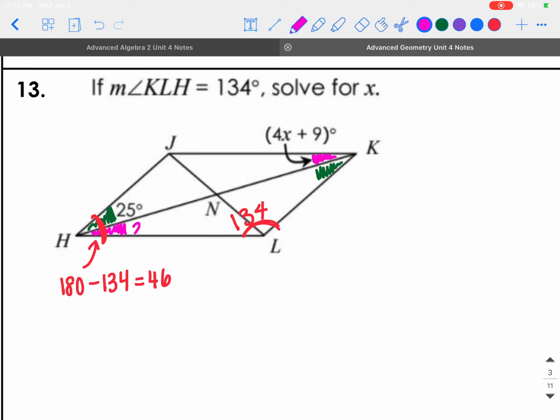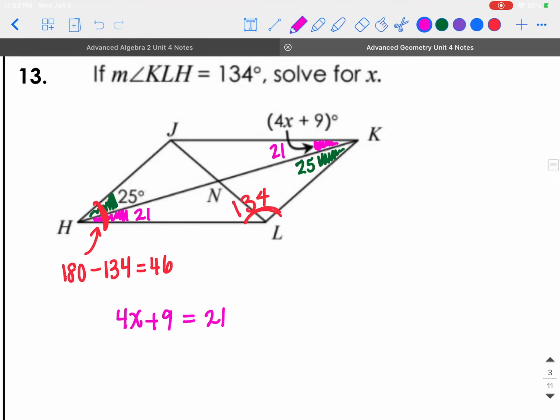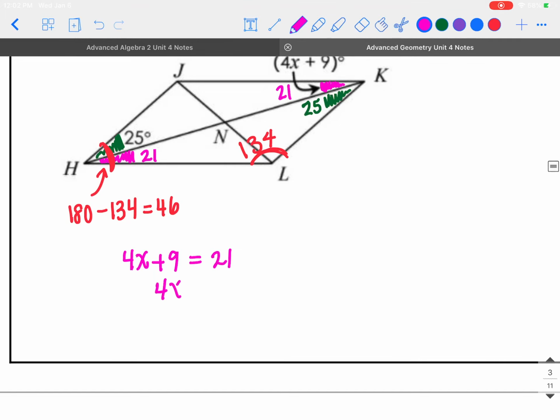Which means that the pink angles have to be 21, because 25 and 21 make 46. So I'm going to set 4x plus 9 equal to 21. If I subtract 9 from both sides, I get 4x equals 12. And divide by 4, we get x equals 3.